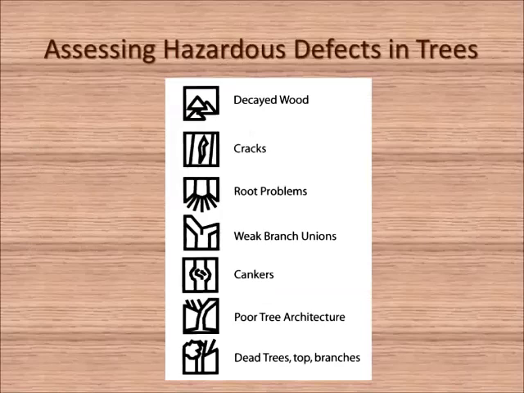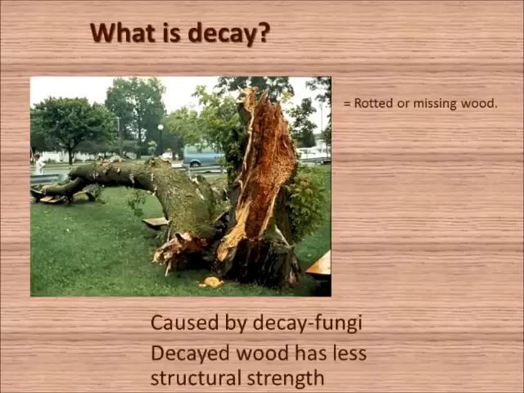So when we do hazard tree trainings, and we do these in the Forest Service, I think the International Society of Arborists also conducts hazard tree trainings. There's several defects that we train people to look for. Cracks, root problems, weak branch unions, poor tree architecture, dead tops, and decayed wood is one of them. So what is decayed wood? Decayed wood is wood that's been rotted or missing wood.